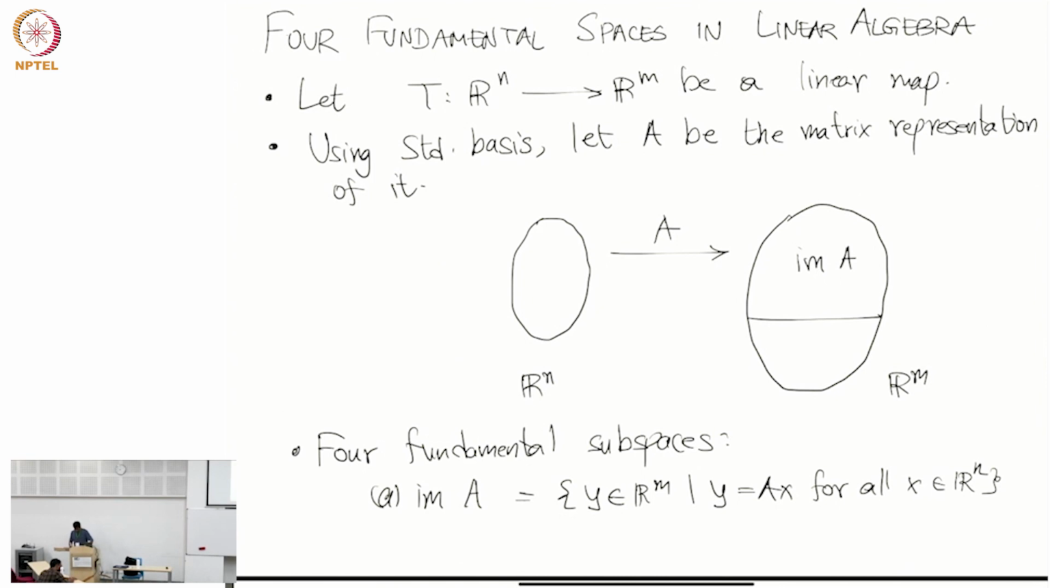And then there is the kernel of A, which is all x in Rn such that Ax is equal to 0. Okay. So that's something that is going to sit here. So that's my kernel of A.